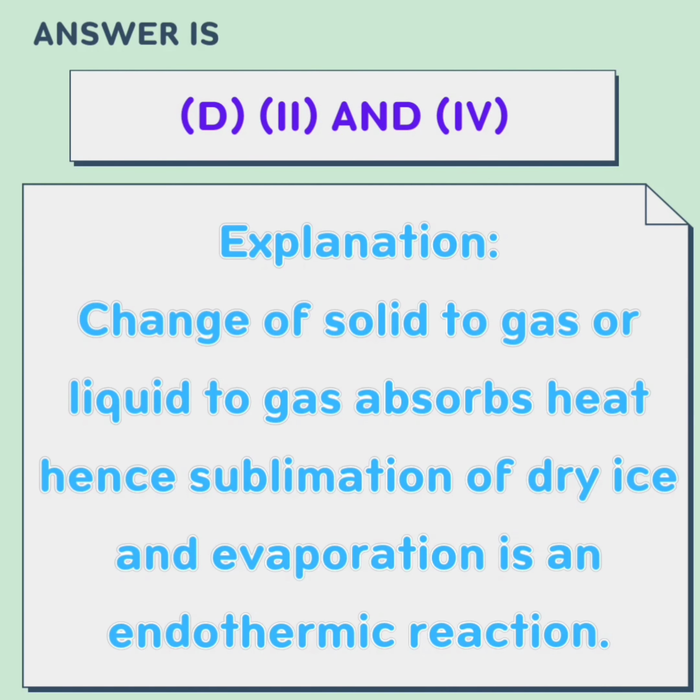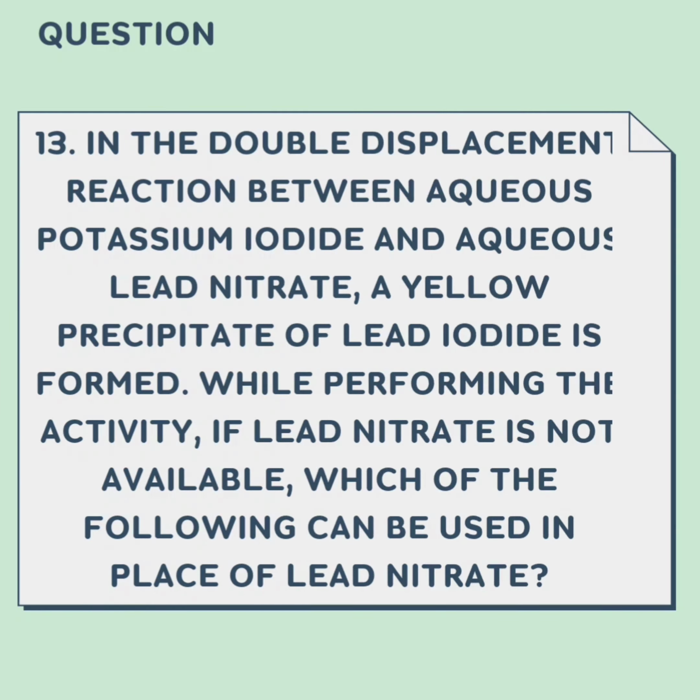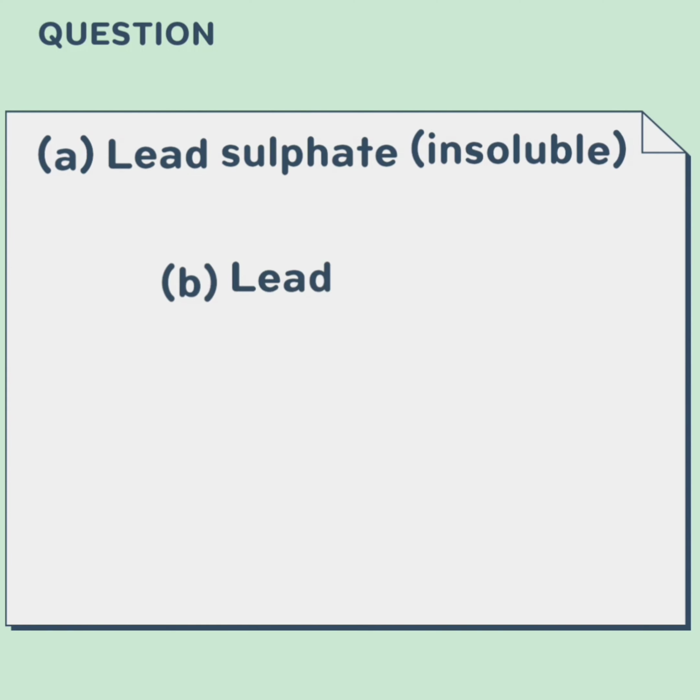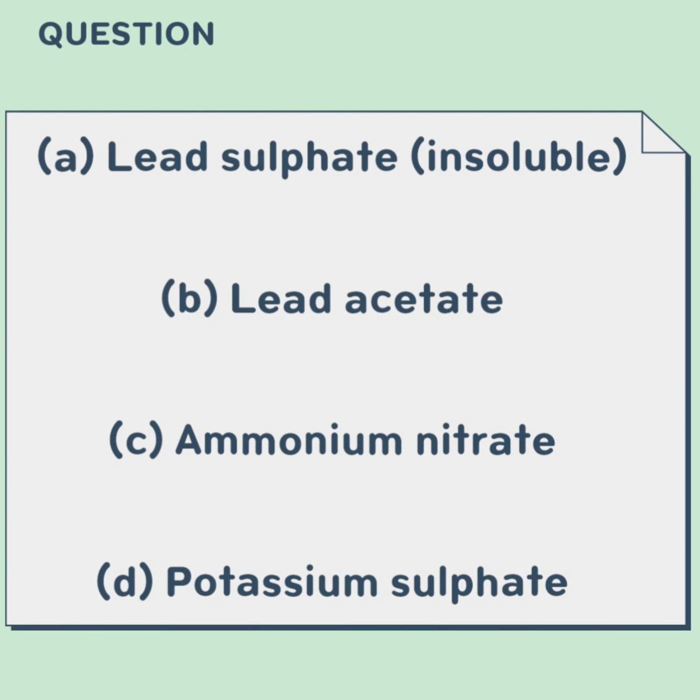an endothermic process. 13. In the double displacement reaction between aqueous potassium iodide and aqueous lead nitrate, a yellow precipitate of lead iodide is formed. While performing the activity, if lead nitrate is not available, which of the following can be used in place of lead nitrate? A. Lead sulfate, insoluble. B. Lead acetate. C. Ammonium nitrate. D. Potassium sulfate. The answer is B.